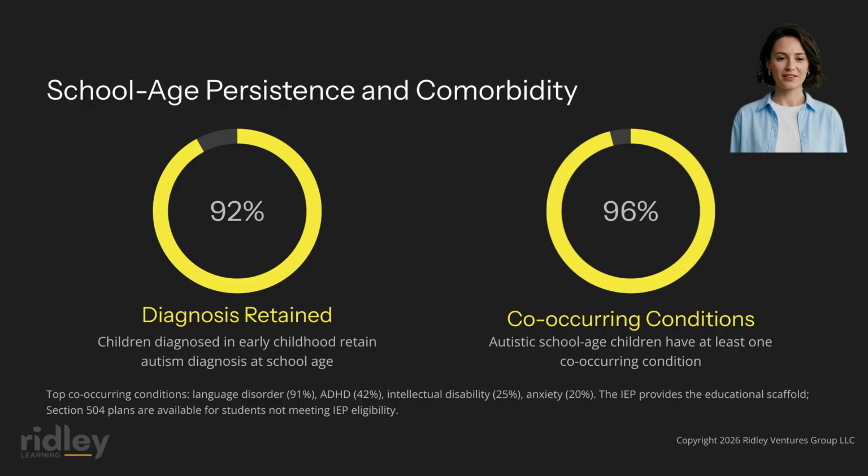Valicenti McDermott and colleagues' 2023 school-age analysis found that 96% of autistic children had at least one co-occurring condition, most commonly language disorder at 91%, attention deficit hyperactivity disorder at 42%, intellectual disability at 25%, anxiety at 20%, specific learning disorder at 19%, and depression at 6%. Epilepsy remains a substantial concern, particularly among school-age autistic children with co-occurring intellectual disability, where prevalence reaches 21%.